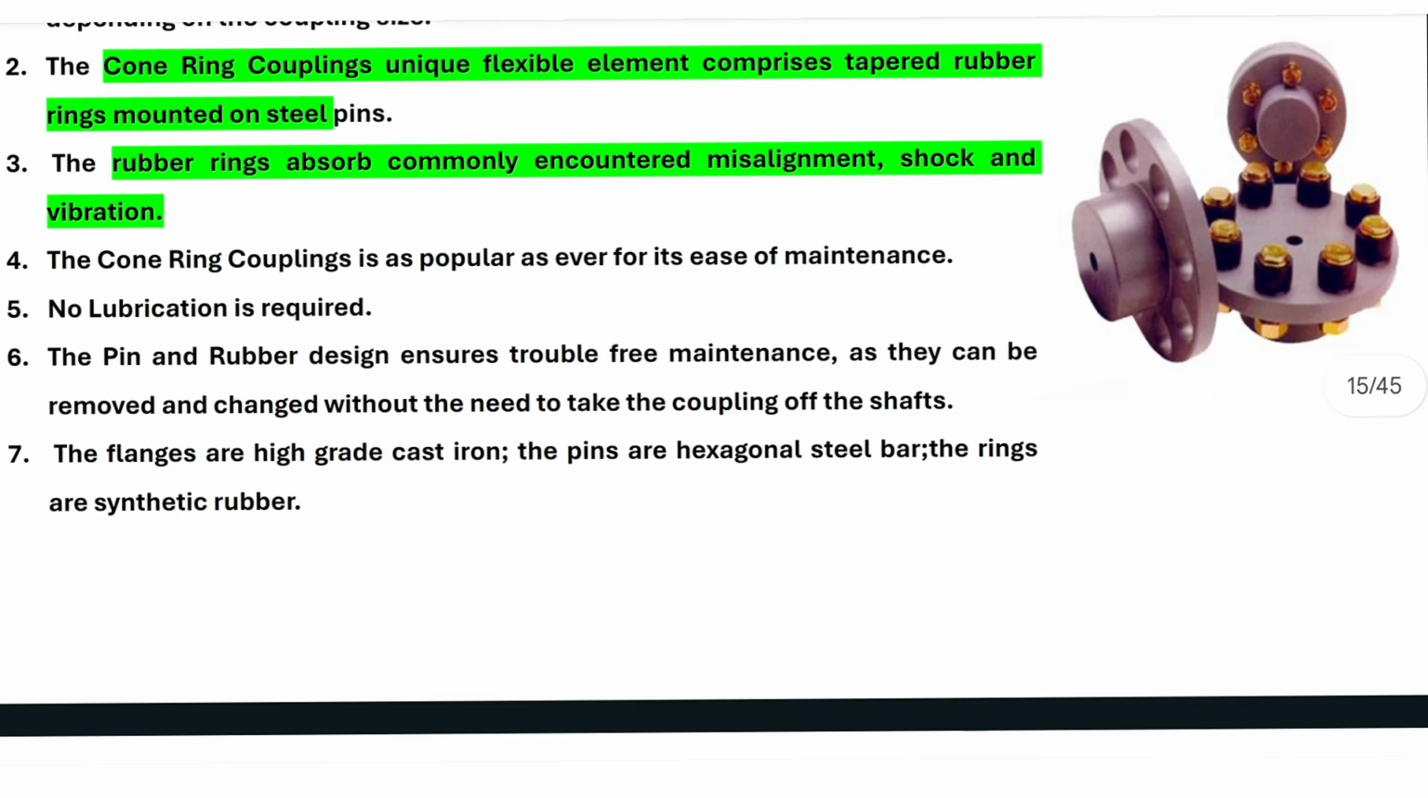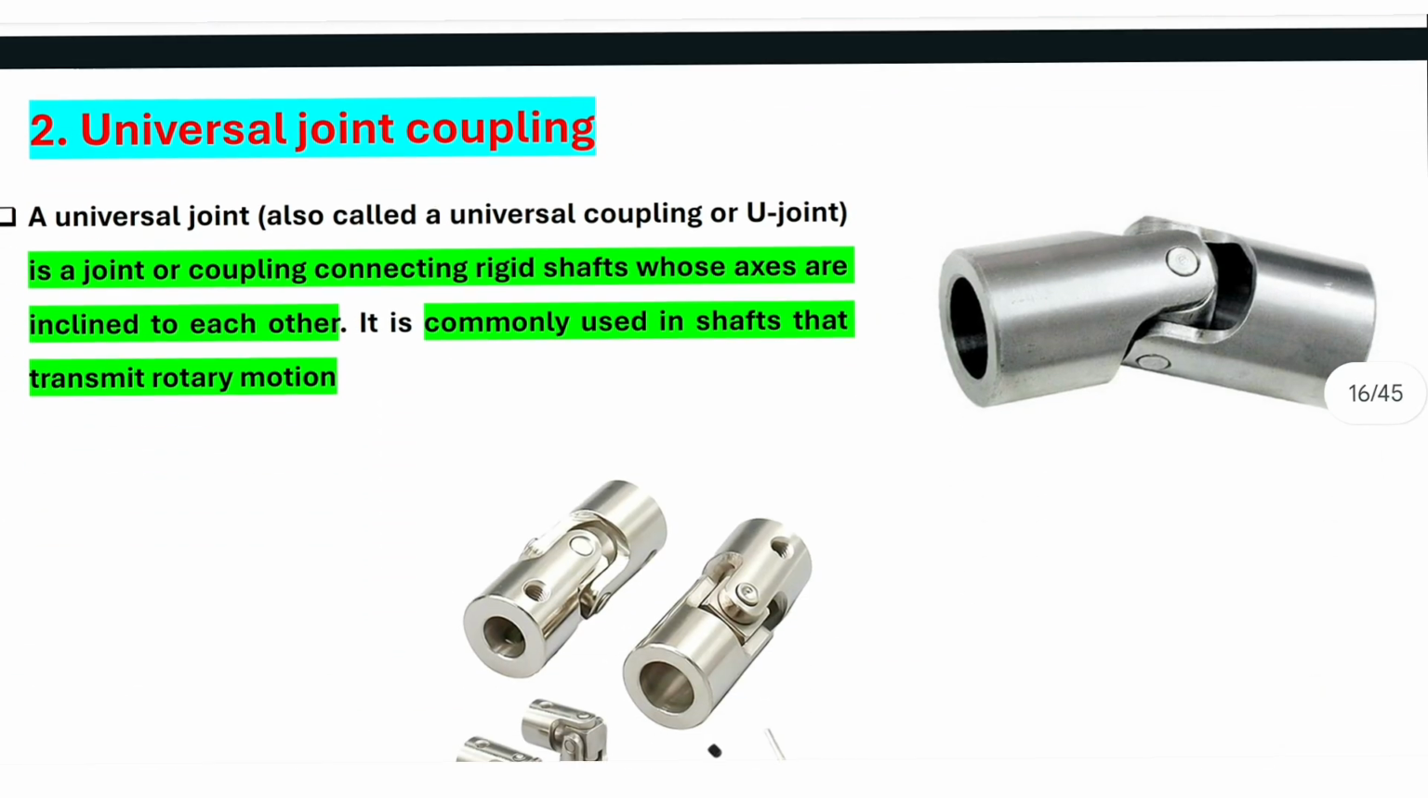Okay. The flanges are high grade cast iron. The pins are hexagonal steel bar. The rings are synthetic rubber. Okay. Let's see the next, the universal joint coupling. What is a universal joint coupling?